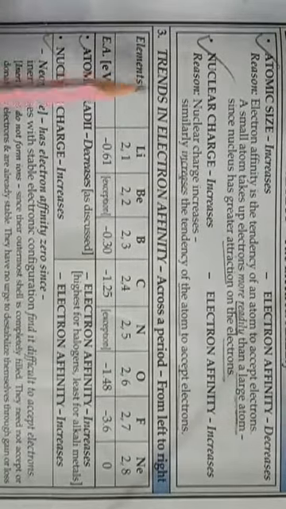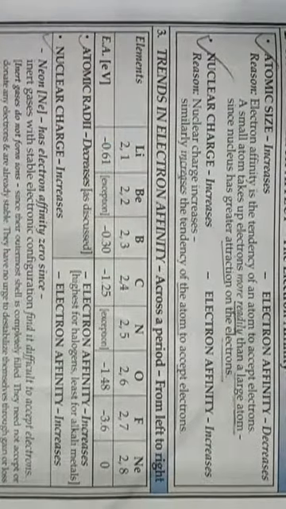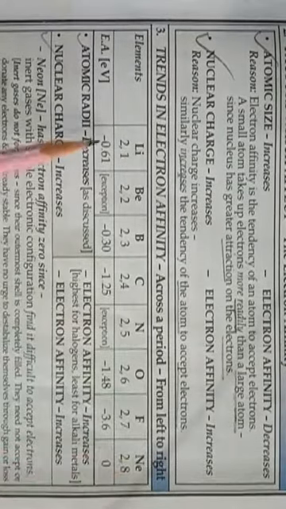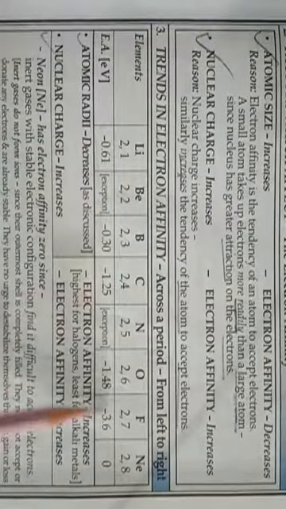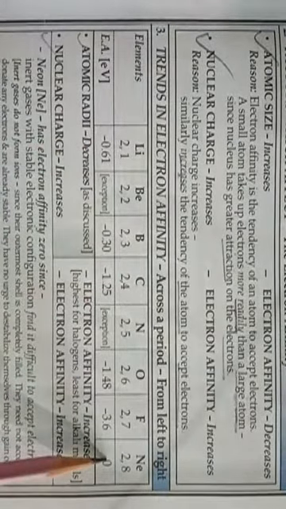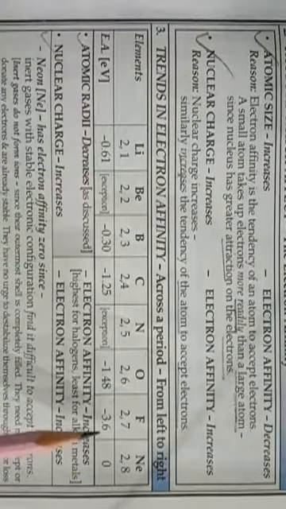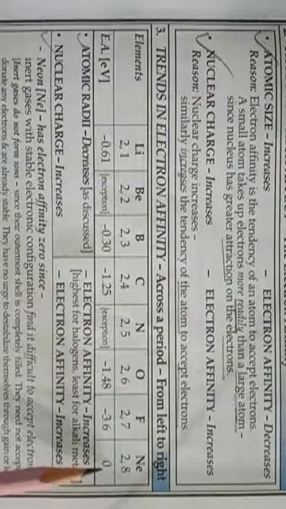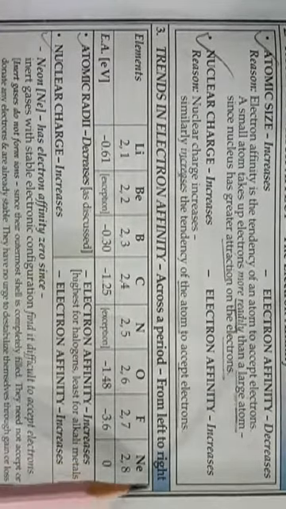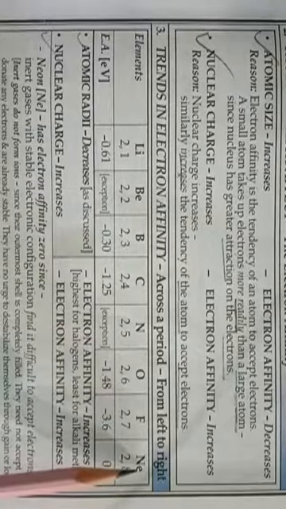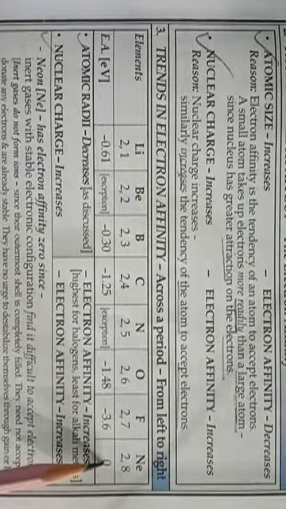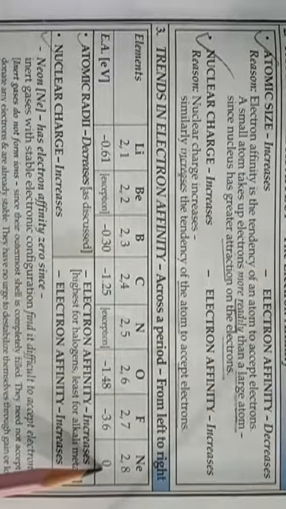Next is trends in electron affinity across a period from left to right. As you can see here, electron affinity increases from lithium to fluorine, and for neon, which is a noble gas, it is 0, because due to the stable configuration they do not have any urge for electron gain. Okay children, so all the noble gases have electron affinity 0.